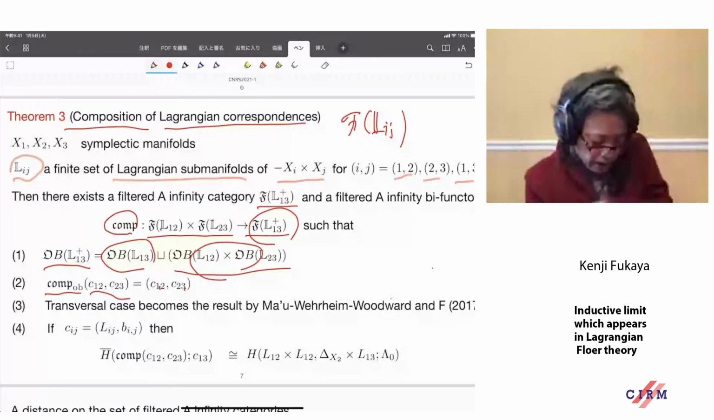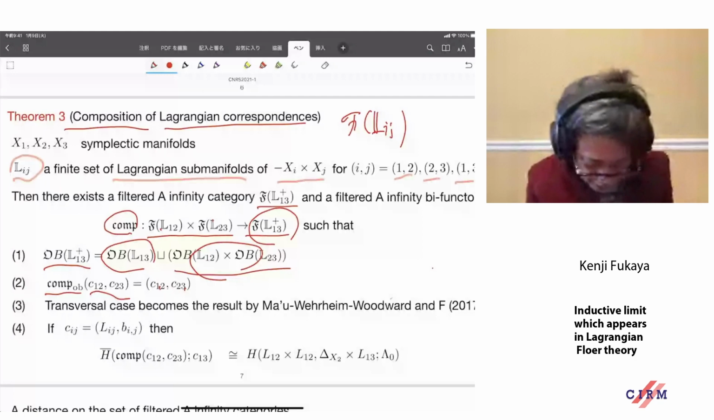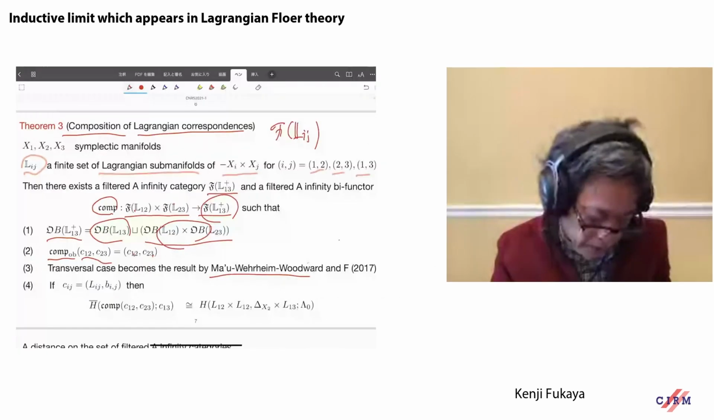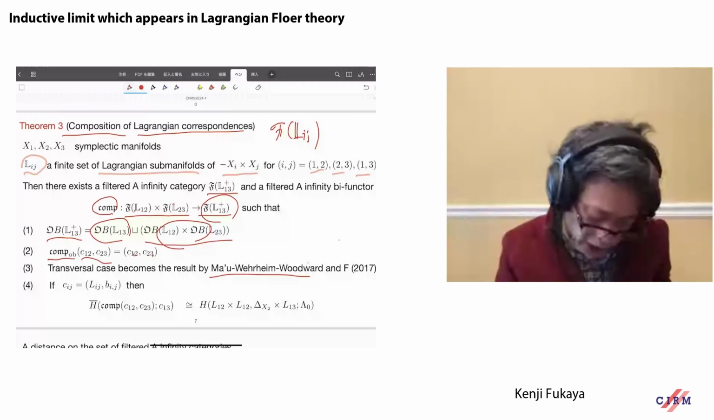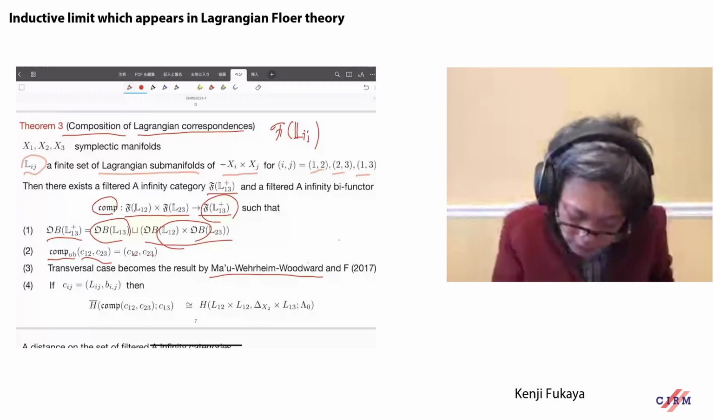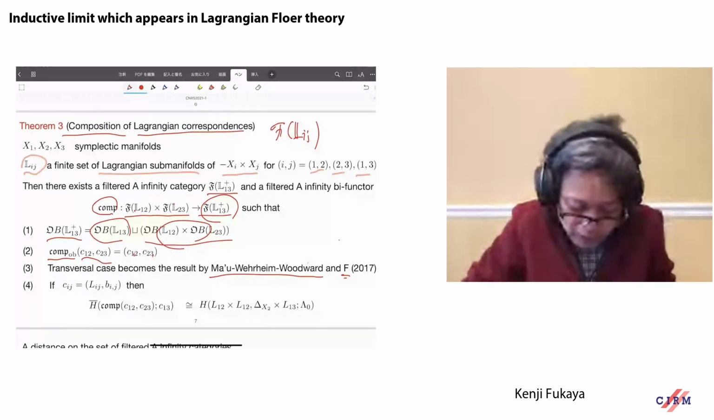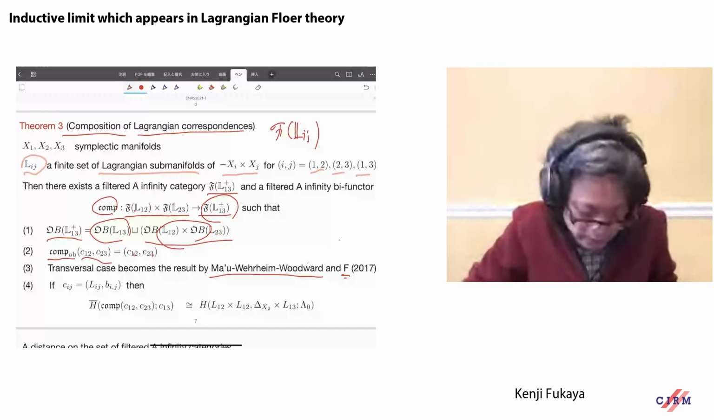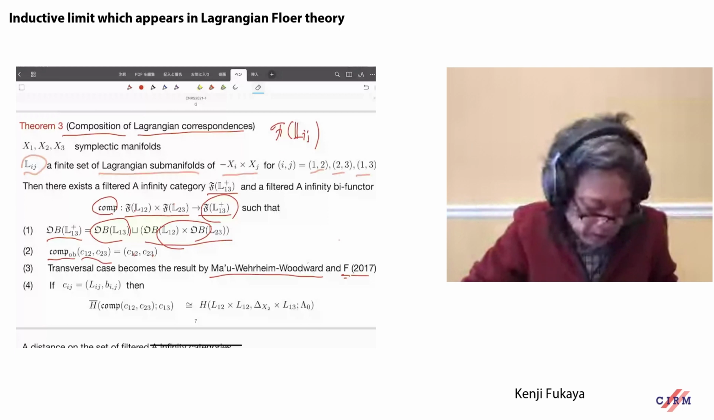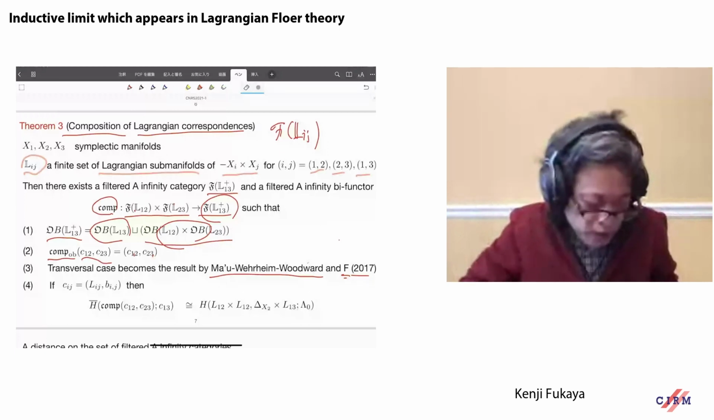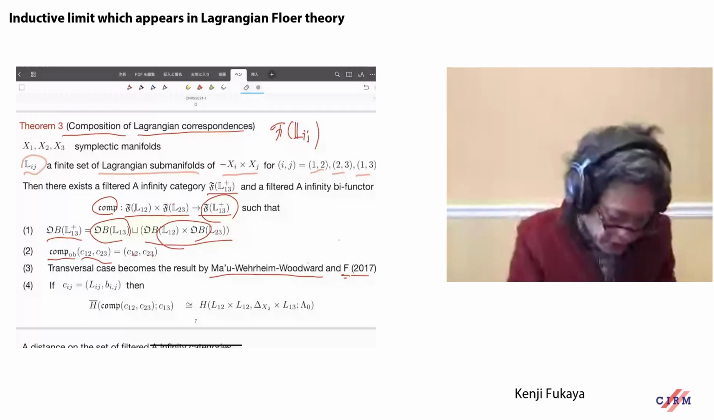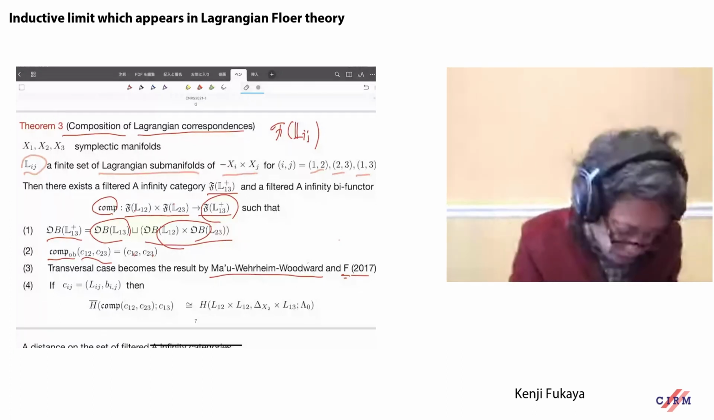In a case where everything is transversal, this was constructed by Ma'u and Woodward, in the case where every Lagrangian submanifold involved is embedded and monotone. And I generalized it in 2017 to the case where everything is transversal, but not necessarily monotone or embedded. But we further generalize so that we don't assume any transversality. And this third thing is something like a reasonable thing.